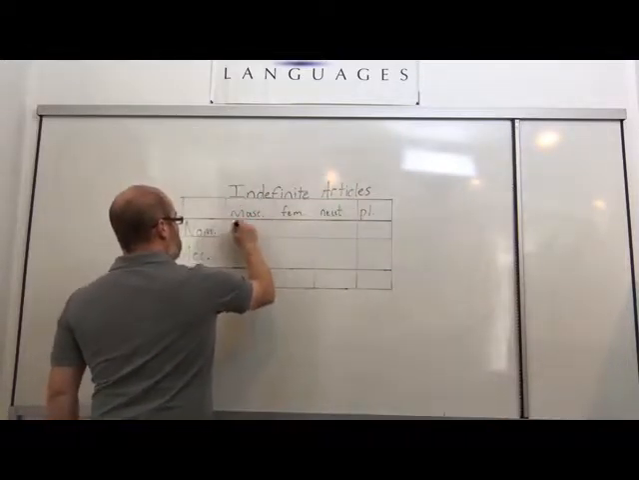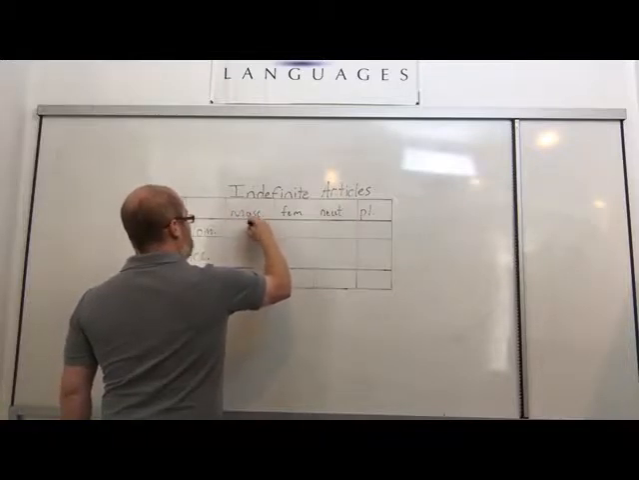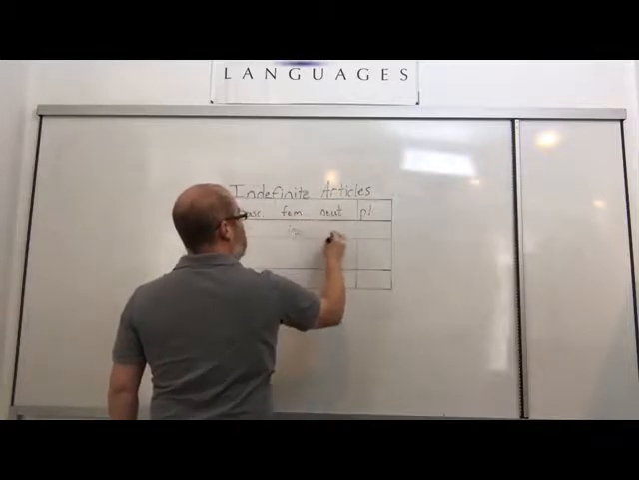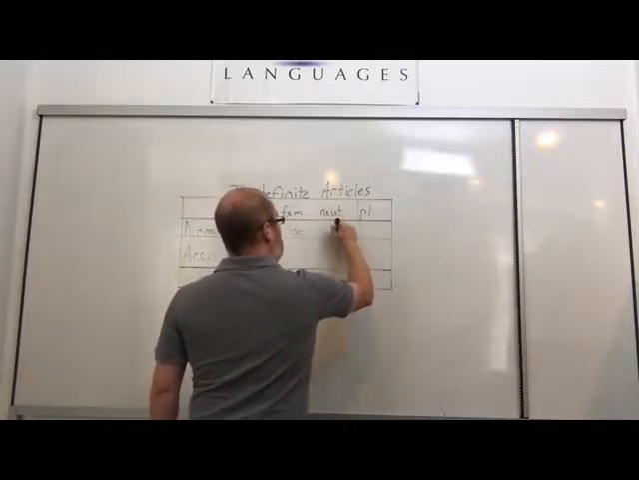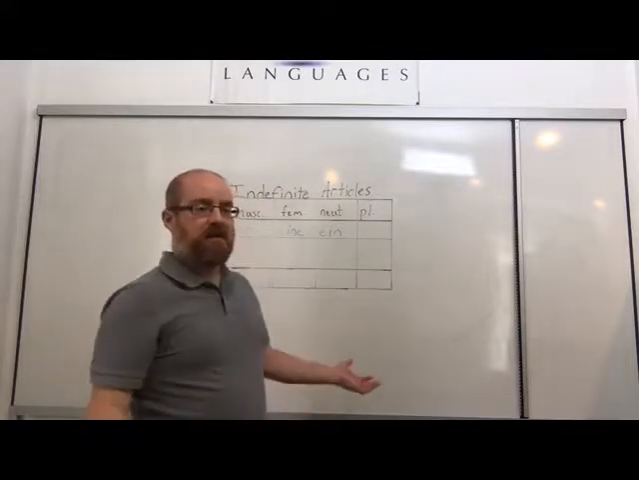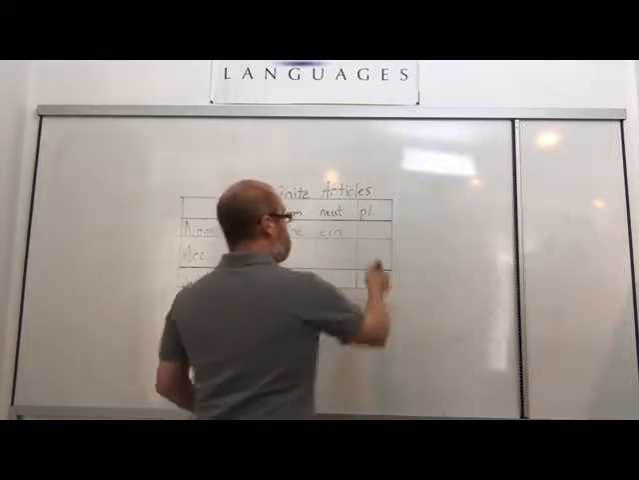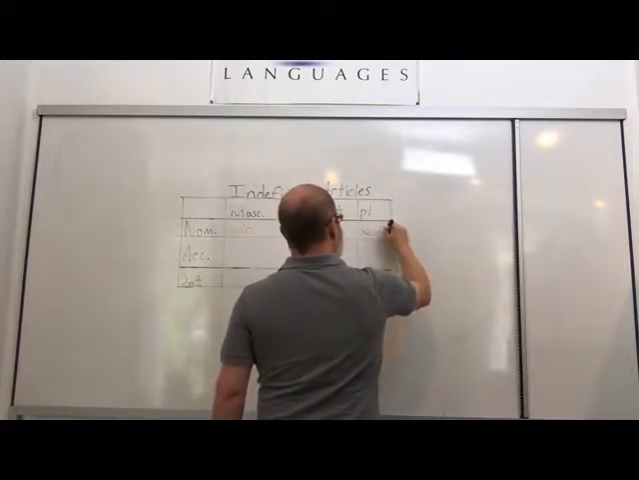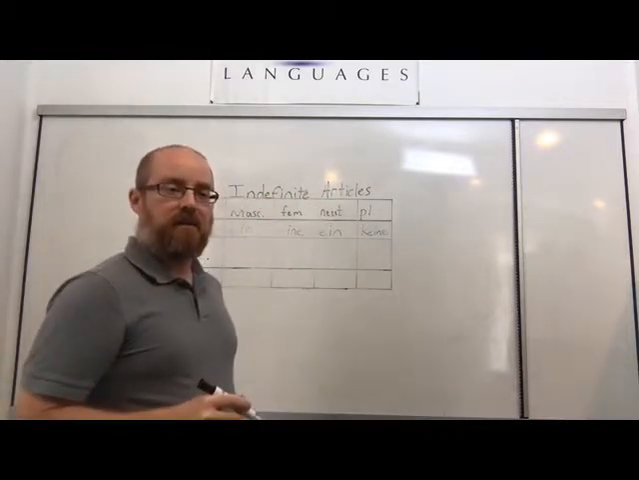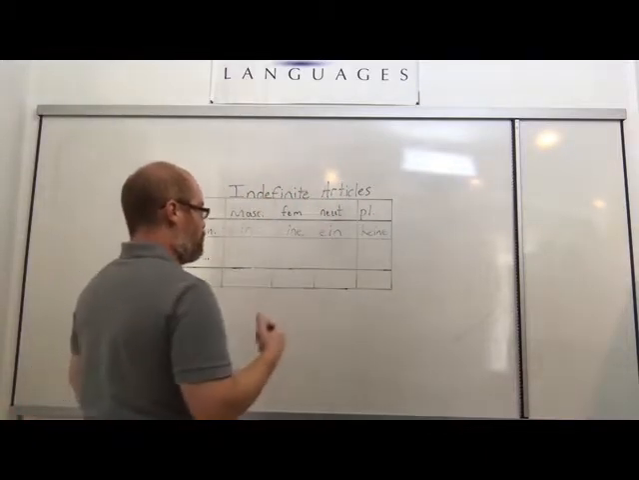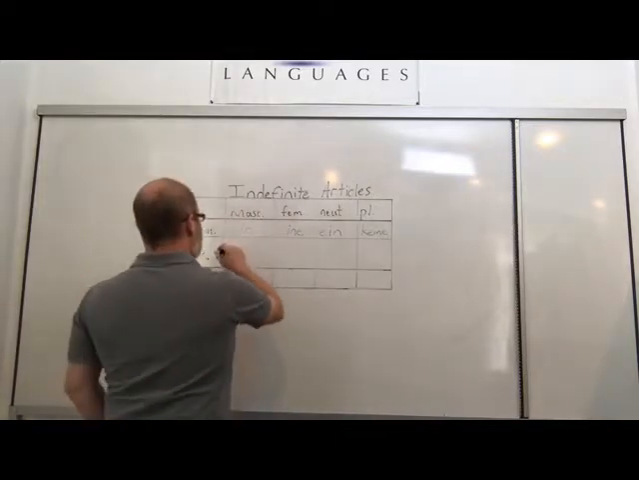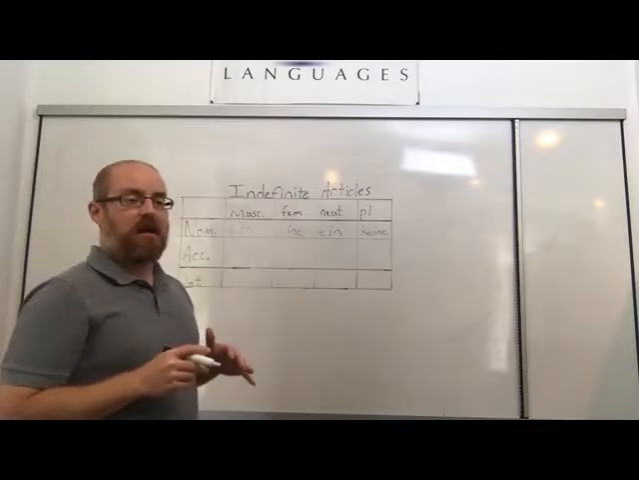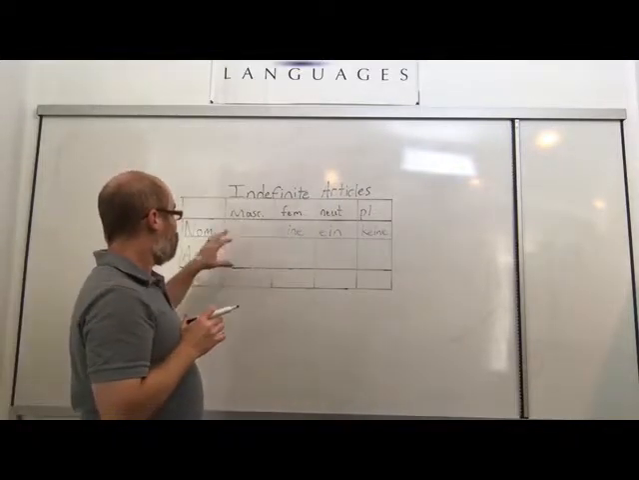For masculine, we have ein. For feminine, we have eine. For neuter, we have ein. And for plural, obviously you can't say a cats, so we will use the negative article kein with the appropriate ending, e, say keine, as in not any dogs, not any cats. Keine Hunde, keine Katzen.